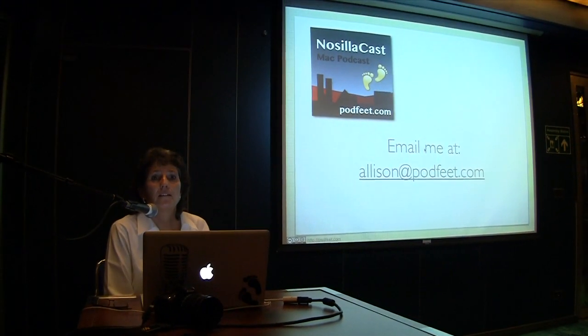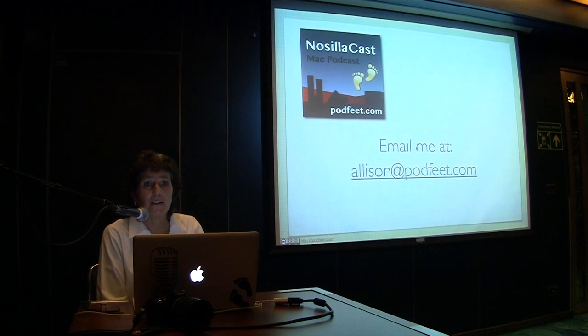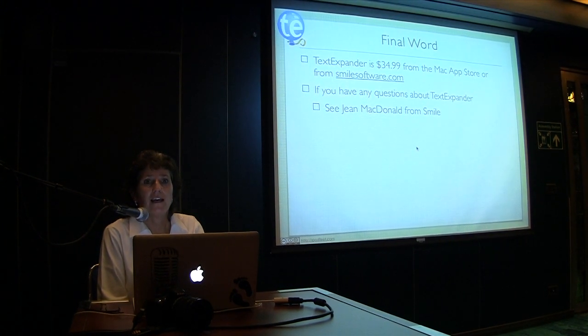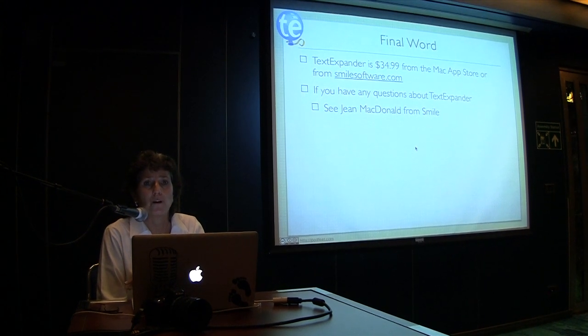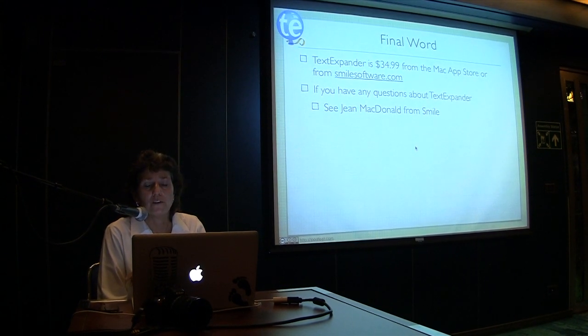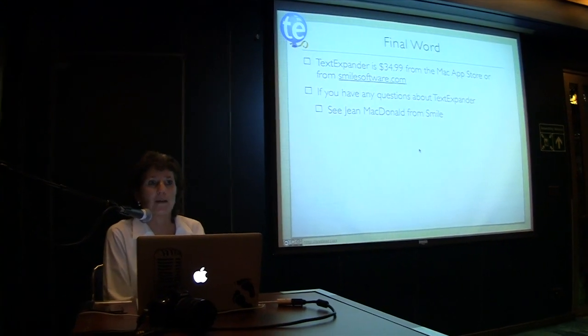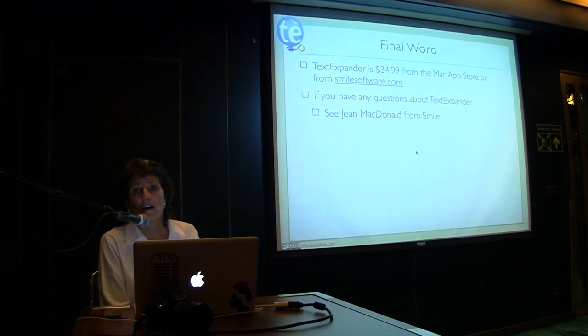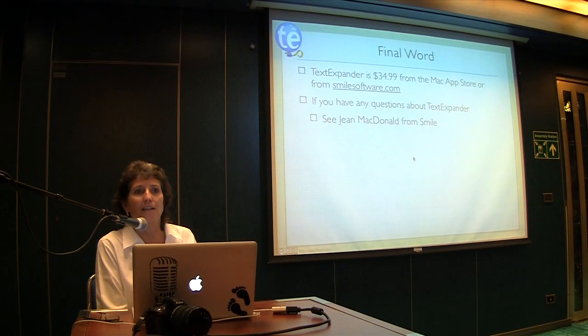Text Expander is a third-party vendor? Yeah, Text Expander is from a company called Smile at smilesoftware.com. Okay. And it's third-party. You buy it for $34.99 from the Mac App Store, or you can buy it directly from them, but if you buy it through the Mac App Store, obviously you get to use it on all your Macs. Does it work on iOS? Yes, there is an iOS version of it as well for the iPad and the iPhone.